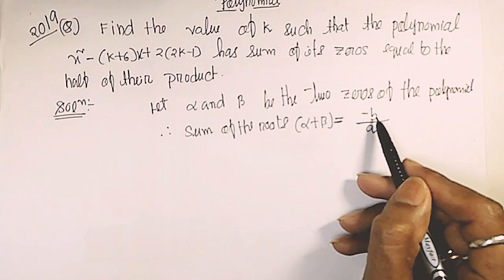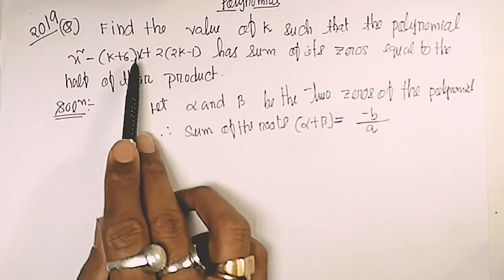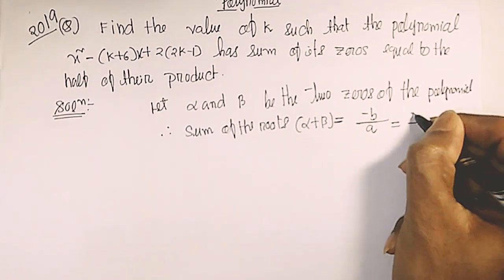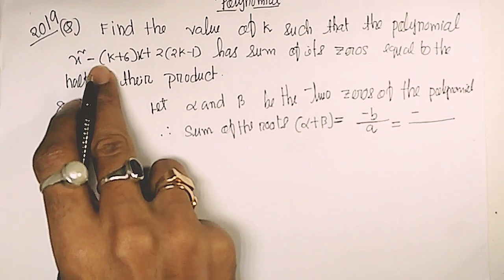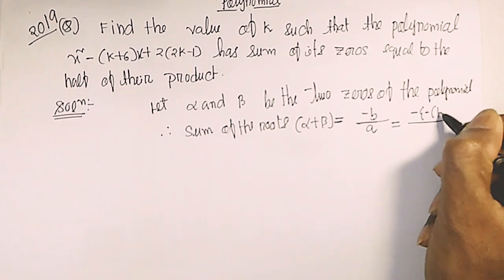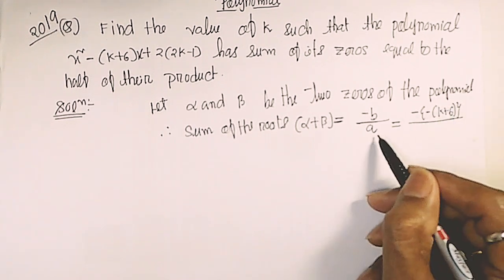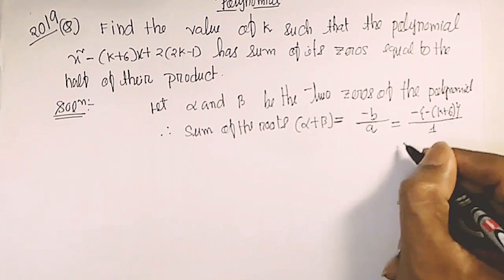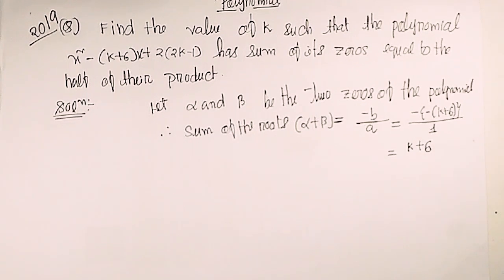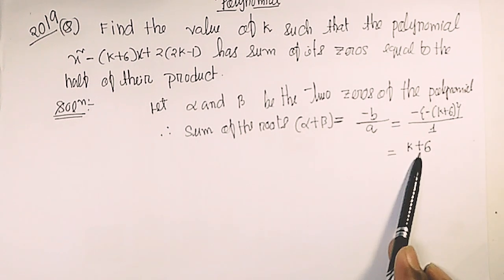So minus b by a, where b is the coefficient of x and a is the coefficient of x square. So what is the value of b? Minus (k plus 6). The value of b is minus bracket k plus 6. And what is the value of a? a is 1. So it becomes minus minus, plus (k plus 6). It means the sum of the two zeros of the polynomial is k plus 6.